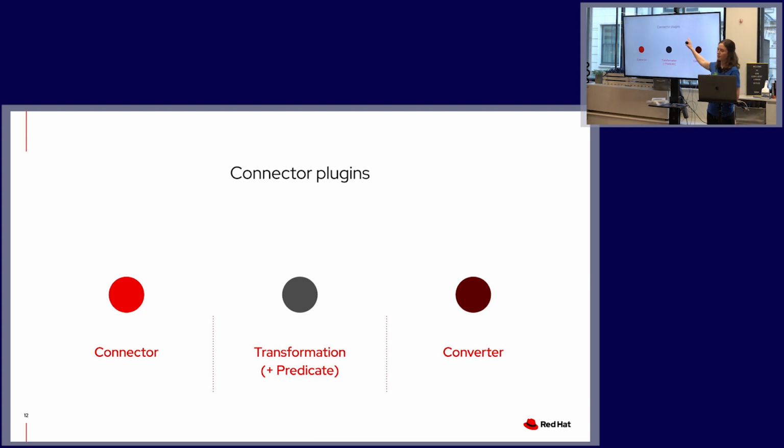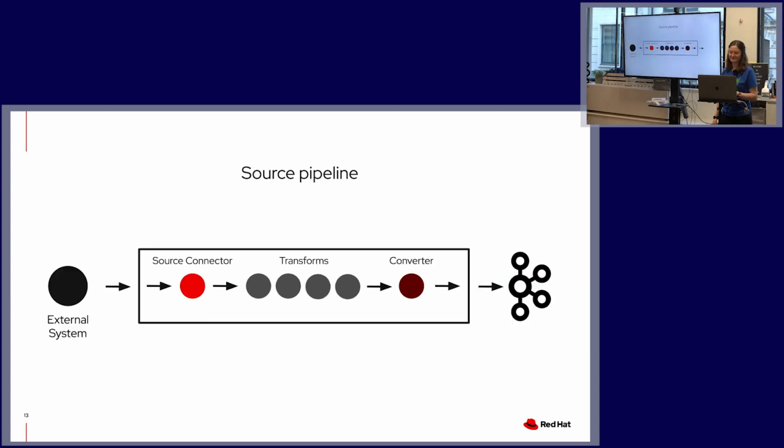Terminology-wise, it's worth being clear on this. I've found a lot when working with clients using Kafka Connect that there's some confusion here. A connector plugin can refer to any of these things, and one of the connector plugins is a connector, just to be extra confusing.